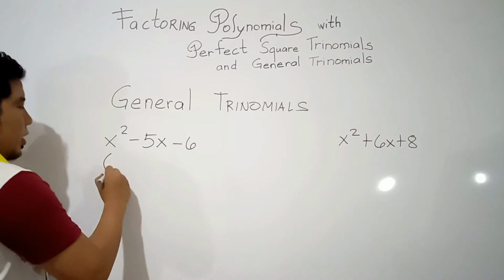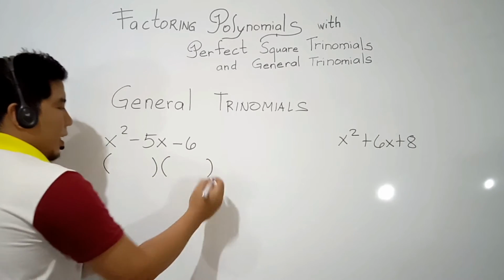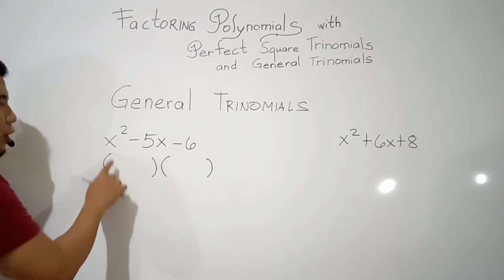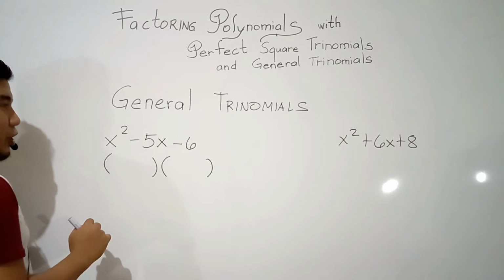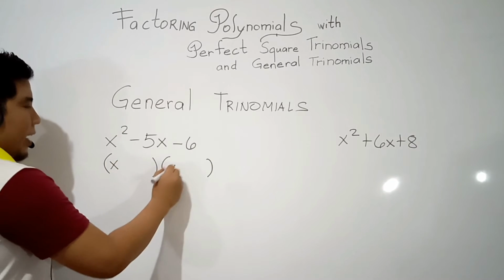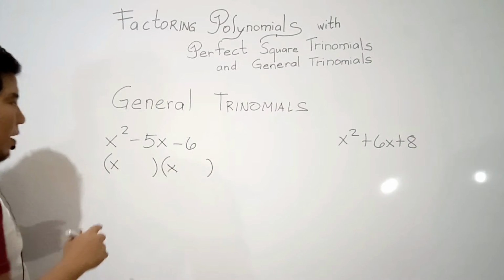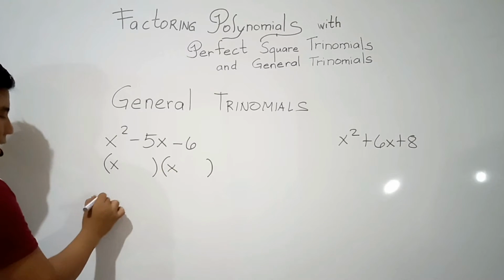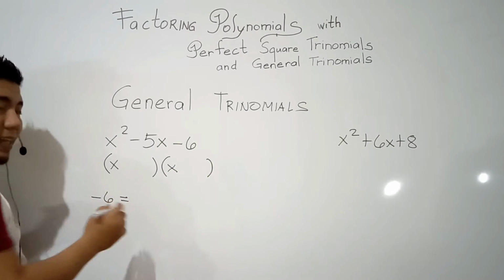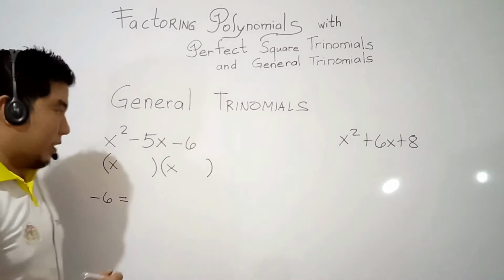Technically, what you will do is you just make 2 quantities and then you factor the first term. Since this is x squared, the factors of x squared are x and x. Okay. Now, after that, you consider the last term. That is negative 6. Now, we will get the factors of negative 6.